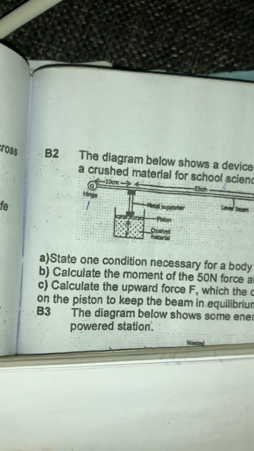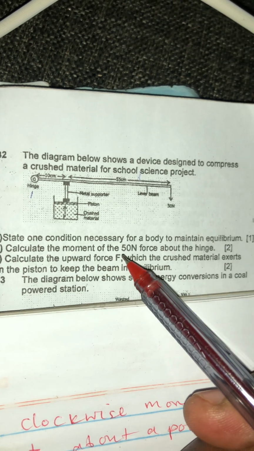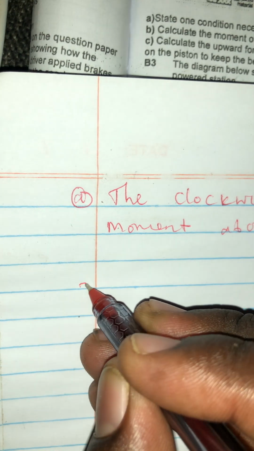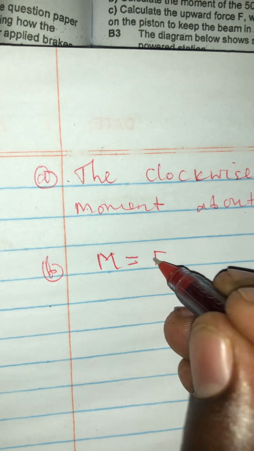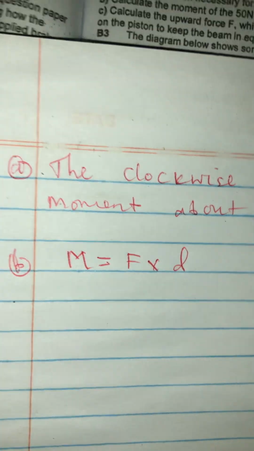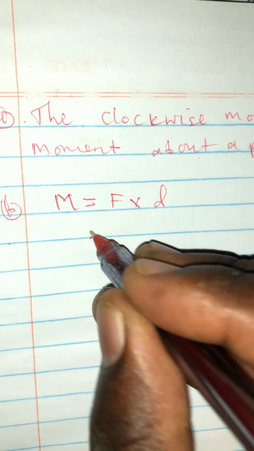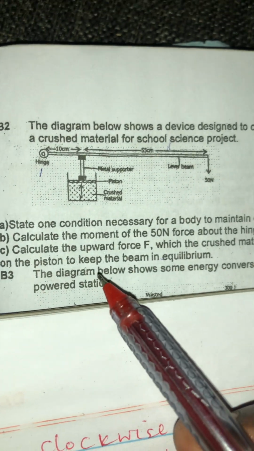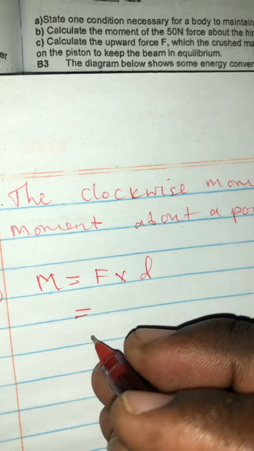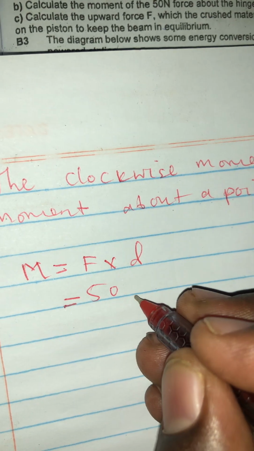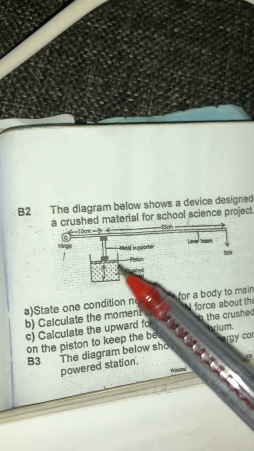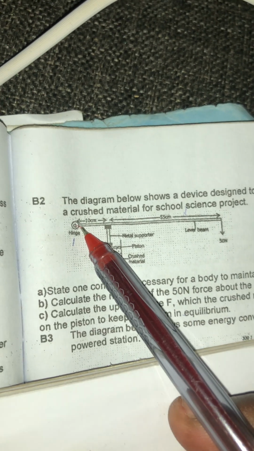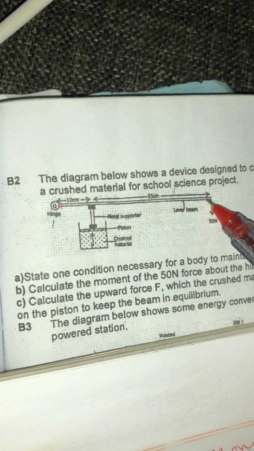Let's go to B. Calculate the moment of the 50 Newton force about the hinge. So we know what moment is. Moment is equal to force multiplied by perpendicular distance. Do we have the force? Yes, from the question they're saying calculate the moment of 50 Newton. So you're going to write your 50 Newton here multiplied by the perpendicular distance. What does that mean? It means the distance from here, the hinge, up to where the force is acting.